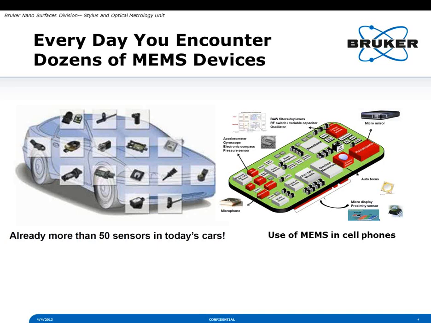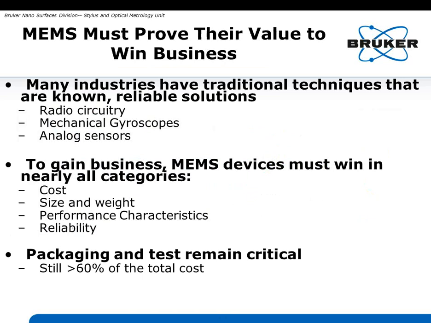And so increasingly MEMS are replacing traditional larger devices and providing superior quality and superior reliability for a lot of different businesses. But it's still a barrier to have MEMS devices adopted in certain areas. So most industries actually have traditional techniques that are known reliable solutions. So radio circuitry, mechanical gyroscopes, analog sensors are all well tried and true tested devices. And even though MEMS offer significant, sometimes cost savings, significant performance enhancements, they really have to prove their worth in almost every category. So cost, size and weight, performance characteristics, and reliability. And surveys consistently show that reliability concerns are a primary barrier to adoption of MEMS devices.